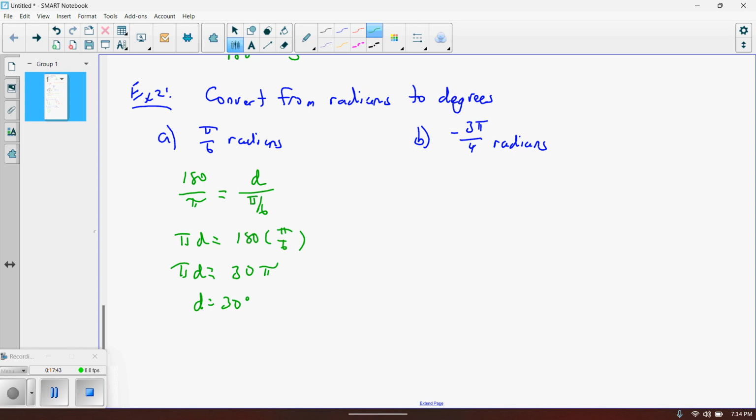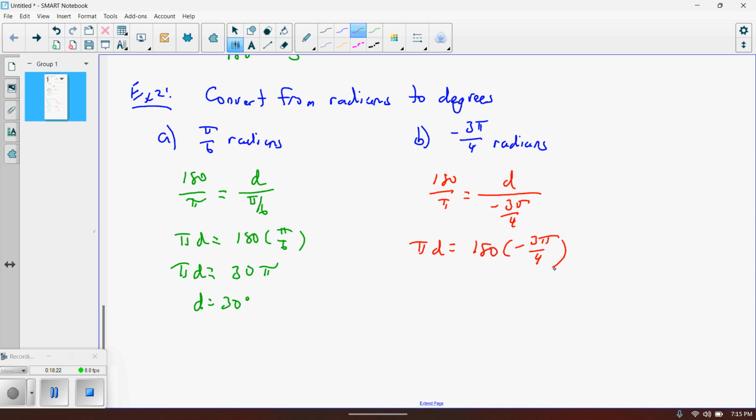Okay, let's do negative 3 pi over 4. So 180 over pi equals, in this case, d over negative 3 pi over 4. Cross multiply, pi d equals 180 times negative 3 pi over 4. If you have to do this without a calculator, certainly you can multiply the 180 on the top times the negative 3 pi and then divide it by 4. Personally, I like to do the division first if possible, because making the number smaller is going to be easier before you multiply.